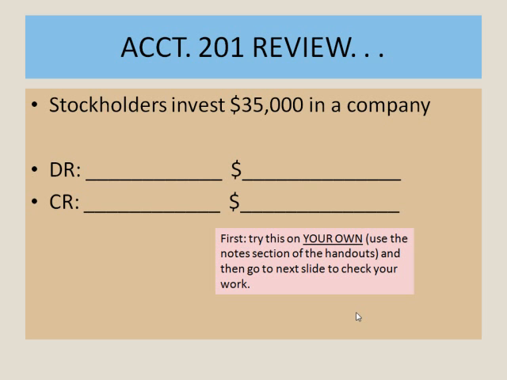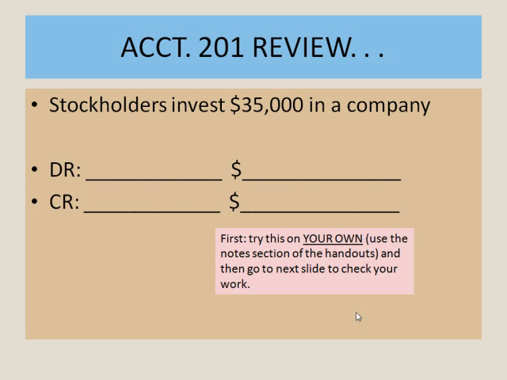So the very first journal entry in any business usually is that the stockholders invest money in the company. The exception to that would be if the company is able to get a loan, but most new companies are unable to get loans, so they start with owner's investment. All these journal entries are going to be from the point of view of the company. So stockholders invest $35,000 in a company. We don't care about the stockholders' books. We care about the company's books. So what happened at the company? They just received $35,000 in cash.